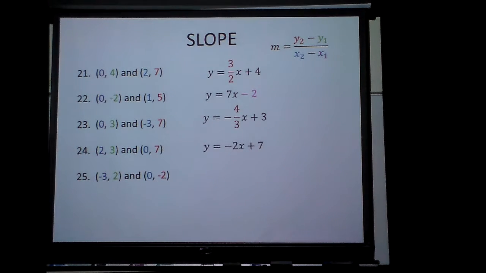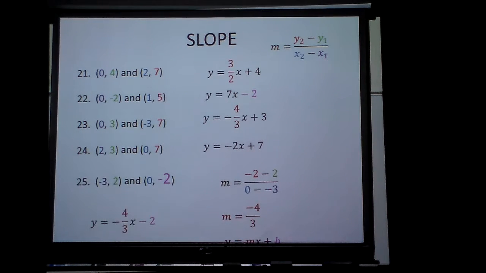Okay. And then the last one, I still got to do the slope. Negative 2 minus 2 would be negative 4. And 0 minus negative 3 would be like a plus 3. So my slope's negative 4/3. So I just got to write that y equals mx plus b. But this time the b is the negative 2. So my answer is y equals negative 4/3 x minus 2.